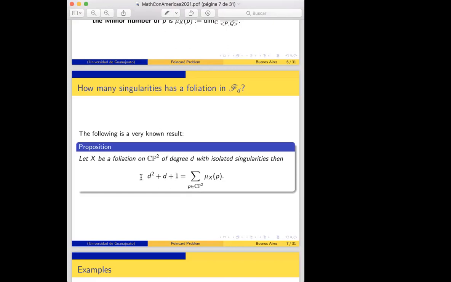This is a very important number that we will use in the talk. This number, d squared plus d plus 1, where d is the degree of the foliation.